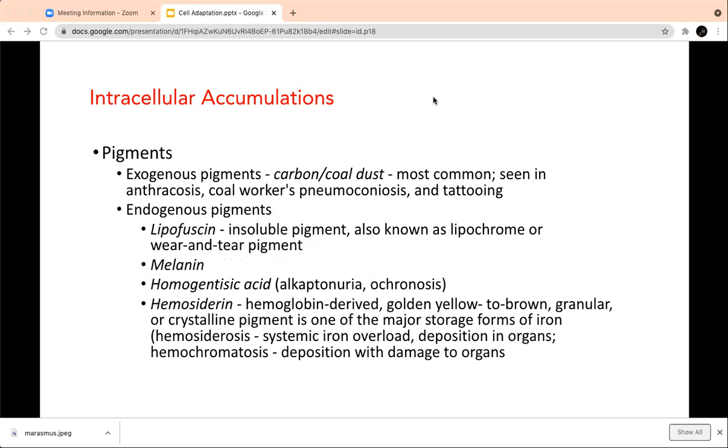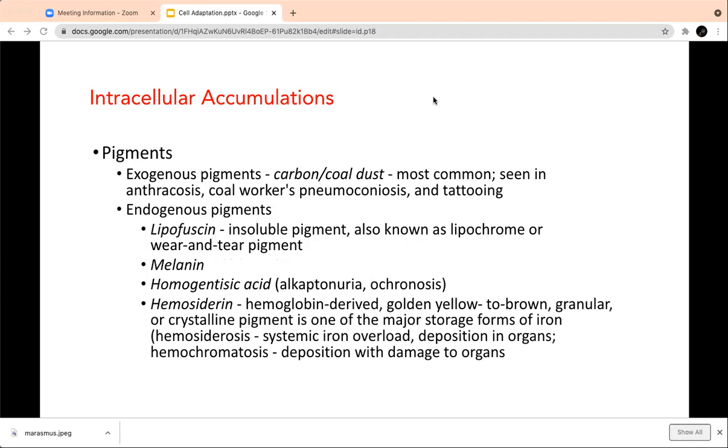Next is your pigments. So pigments are colored substances, some of which are normal constituents of the cells, an example is your melanin, whereas other substances are abnormal and they accumulate in the cells under special circumstances. And your pigments can be of two types. We have exogenous and endogenous pigments.